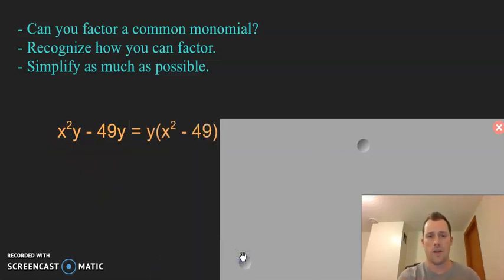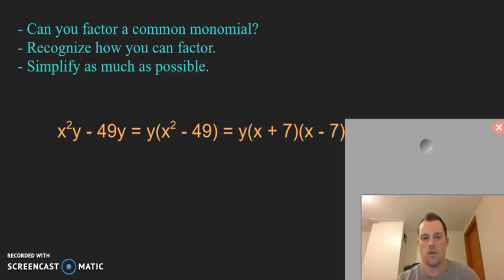Once we factor something out front, we're just setting that aside and looking at what we have left and factoring that, and then bringing that common monomial along with whatever we factor out. So now I notice x squared minus 49: it's a perfect square with a negative in front, no middle term, and an x squared there, so that looks like a difference of two squares. So we get y times x plus 7 times x minus 7.